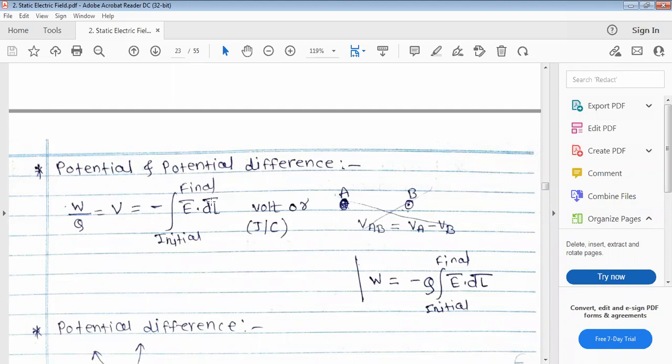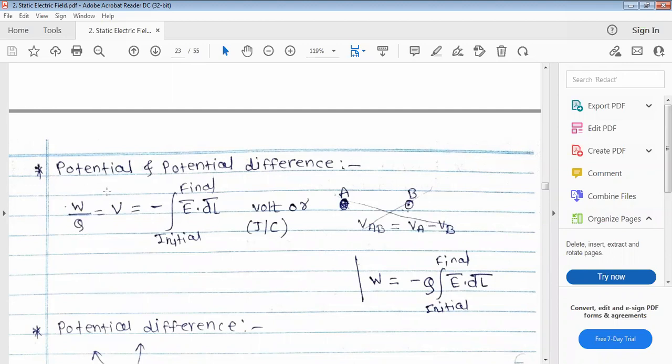What is meant by potential? Suppose we are considering two point charges. Consider one point charge placed at point A, and another point charge placed at point B. Suppose I move this charge from point A to point B, then I am doing some work. That is nothing but potential.